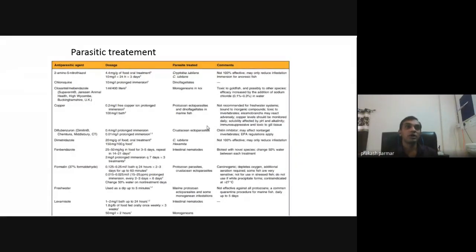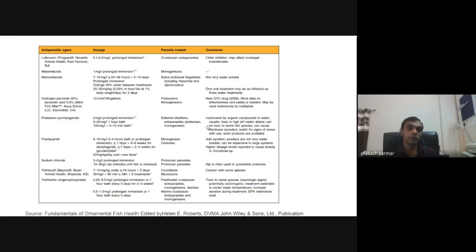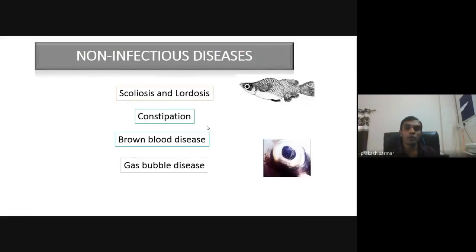So these are the common parasitic diseases, and these are some of the parasitic treatments you can give. So these are all the parasitic treatments that can be used in ornamental fishes. So these all are the infectious diseases. They are spreading from one organism to another organism.